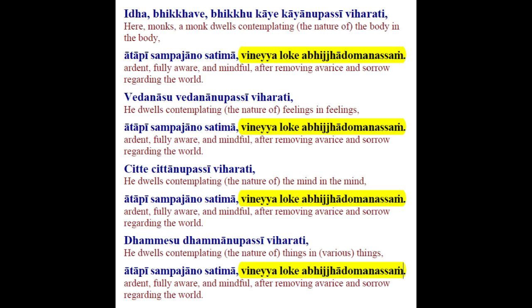If we see body as body, and dhamma as dhamma, we will not have greed and anger. If we see it any other way, as me or mine, my property, my son and daughter, then attachment and anger will arise. Because of this, I am telling you to see body as body, and so on, removing abhijjha and domanassam in the world. In the world means in the five aggregates of clinging.